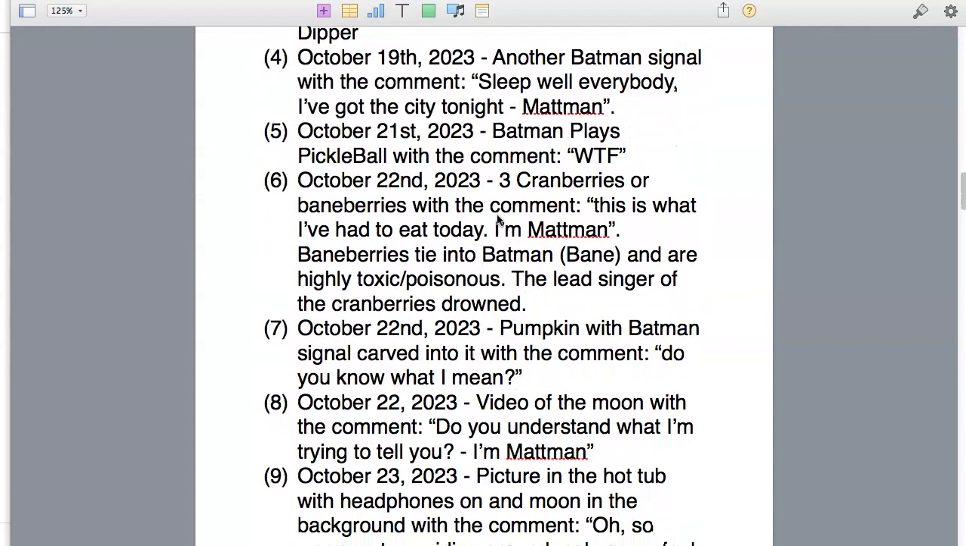Then the fourth one is October 19th, 2023. Another Batman signal with the comment, "Sleep well, everybody. I've got the city tonight. Matman." This is how he referred to himself to kind of play on the Batman theme. And so he's literally bringing his name into it, Matman, resonating with all of these concepts. Eclipses, Batman, the bat signal, water.